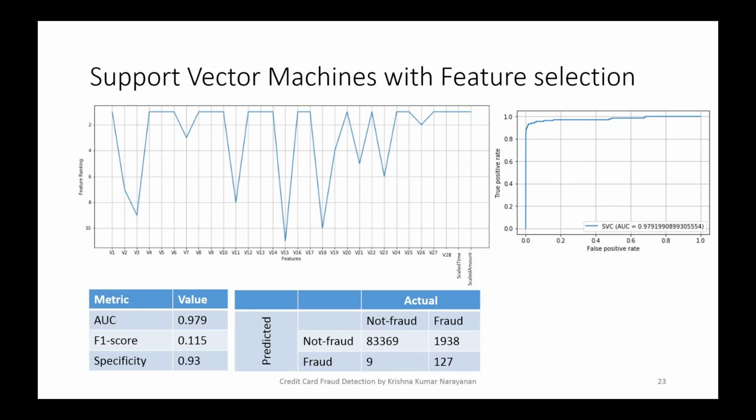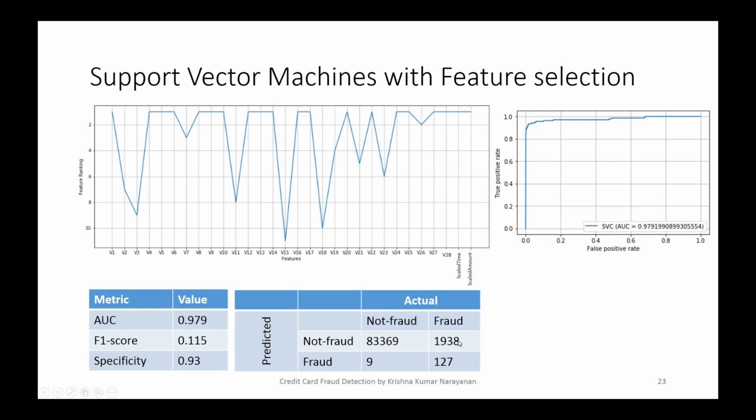So first we see the results of support vector machines with feature selection, and one could see here at the bottom that we have an area under the curve of 0.97, which is pretty good on the test data set. It has an F1 score of 0.115. This is not so good because we expect a much higher value, and this is because many non-fraudulent data sets, around 1900, were wrongly classified as fraudulent.